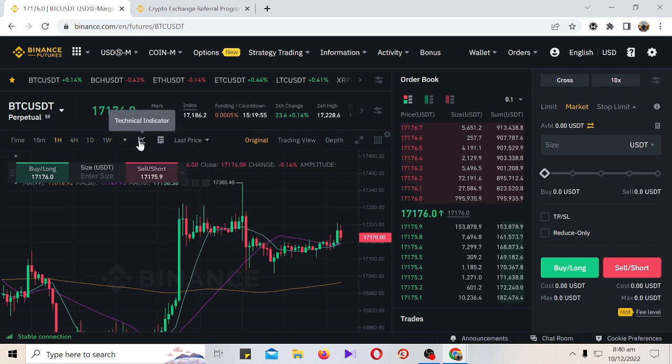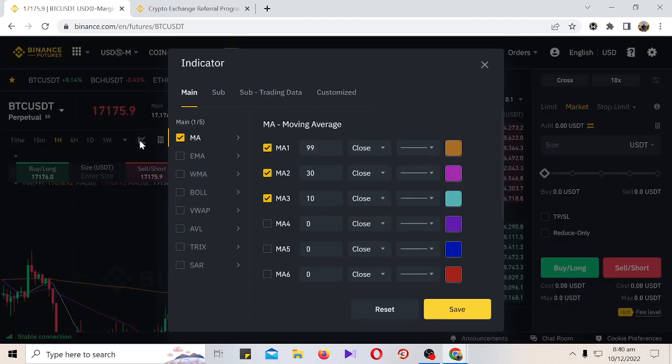Then you go to technical indicators. When you click on technical indicators, you click on MA here. Then you click on the first one, the yellow one, then 2 and 3. The first MA is period 99. Please make sure you are entering the right figures. Period 99, period 30, and period 10.